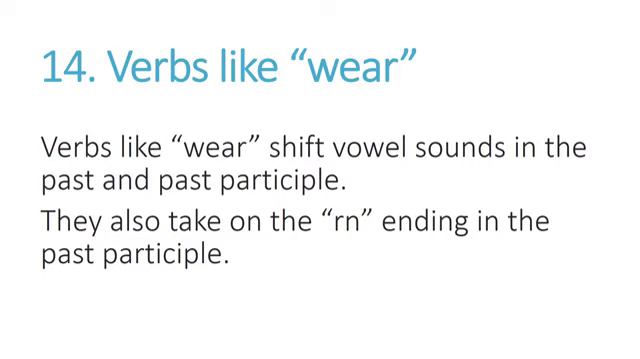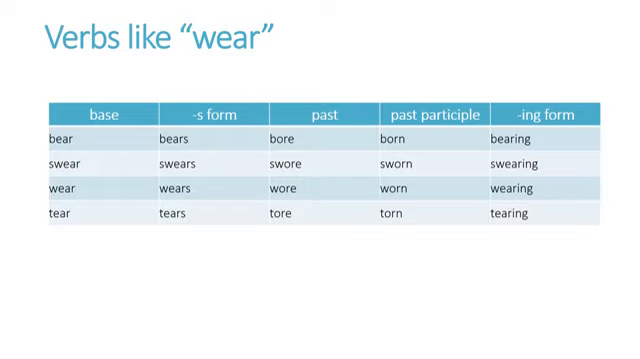With verbs like wear, there is a sound shift in the past and past participle, and it's the same vowel sound in both those forms. But the difference here is that in the past participle, there is an N ending. Look at the examples. Bear, bore, born. Swear, swore, sworn. Wear, wore, worn. Tear, tore, torn.